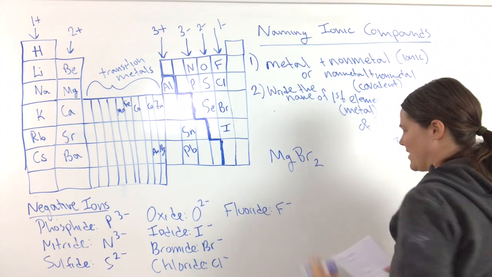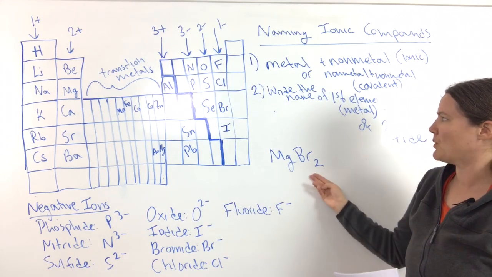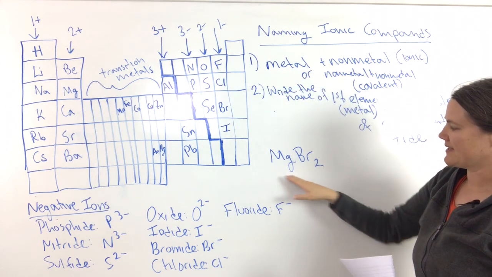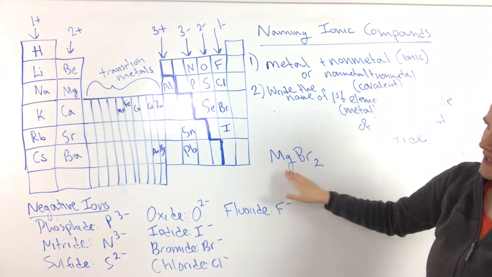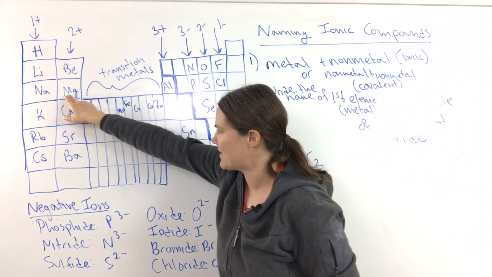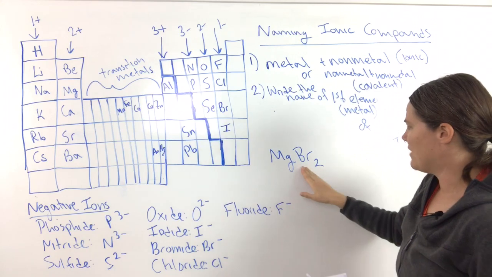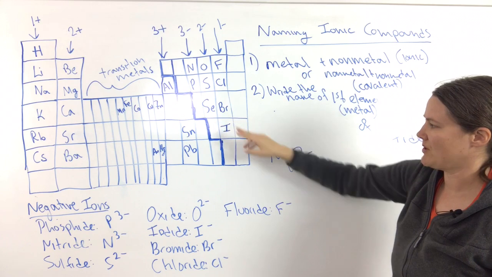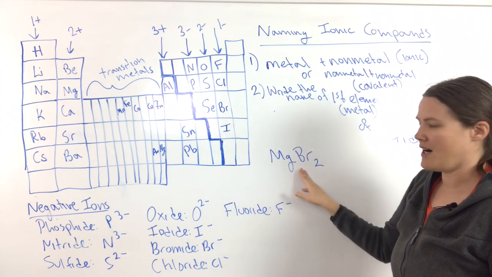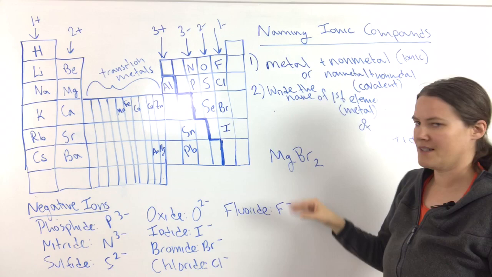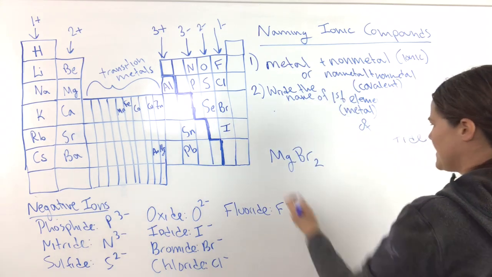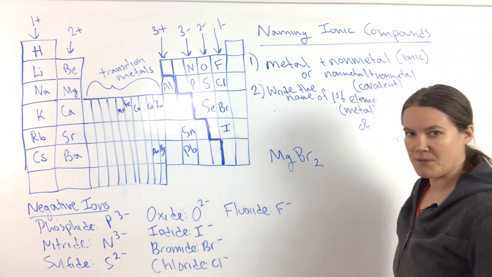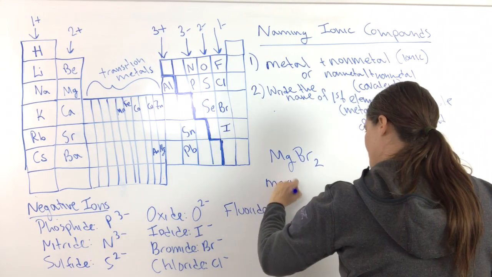So for this first one, let's look at magnesium and bromine. The first step is we want to figure out, is this an ionic bond? We have magnesium, which is a metal. It's right here on the periodic table. And we have bromine, which is a nonmetal. It's right here on the periodic table. So we know that we have a metal and a nonmetal, so this is forming an ionic bond. Now what we do is just name it. The first step is to write the name of the first element. So we have magnesium.